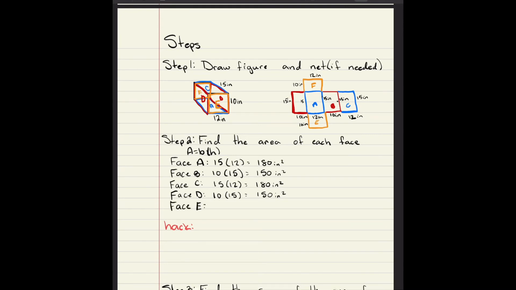Face E was 10 by 12, which gave us 120 inches squared. And finally, face F, which was again 10 times 12. So again, we had 120 inches squared. What do you notice about these shapes and the areas in their dimensions? So look at the dimensions and the areas.